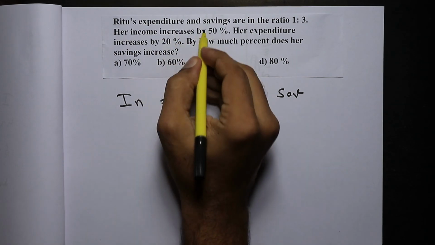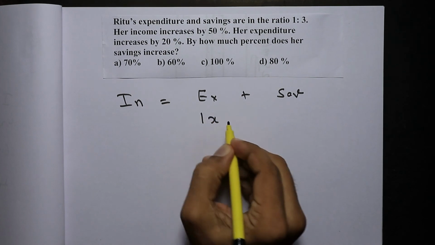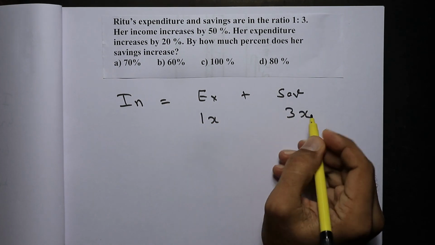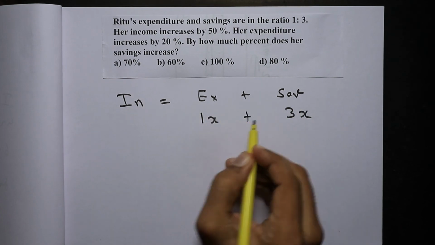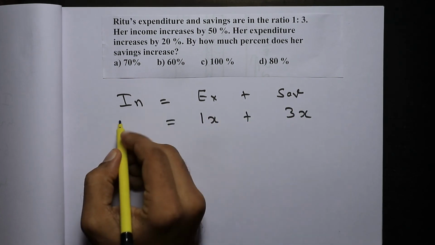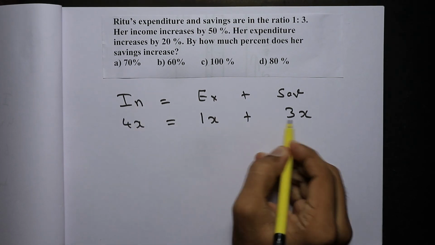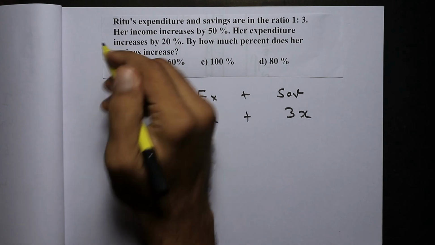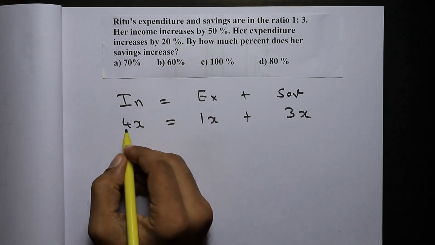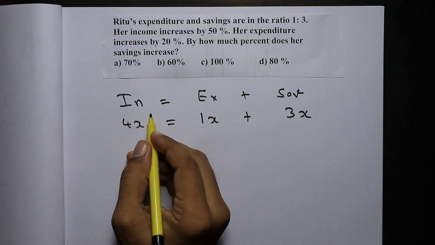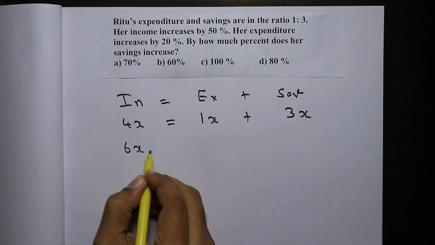Now expenditure and savings are in the ratio 1:3, so you can take it as 1x and 3x. Now total income is expenditure plus savings. So 1x plus 3x, so income is 4x. So this is a basic equation that you have got now. Her income increases by 50%. So from 4x it has increased by 50%. If you increase 4x by 50%, now it will become 6x.